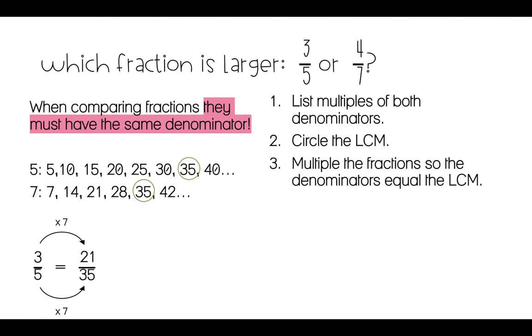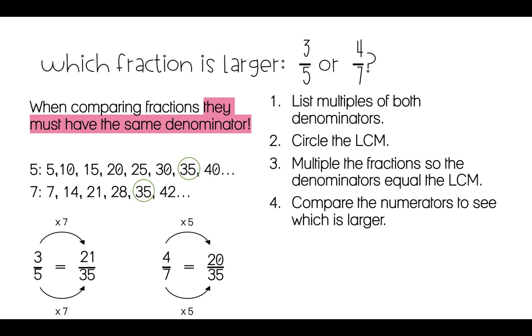Okay, so now we look at 4/7. 4/7 is equal to something out of 35. So we multiply 7 by 5 to give us 35, and then we do 4 times 5 to give us 20. Now to find out which is larger, we compare the numerators, or the top number, to see which is larger.